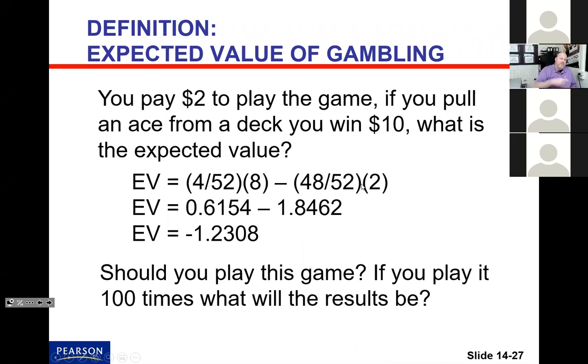So probability of winning and probability of losing have to add up together to give you 1 or 100%. This could be in the form of fractions, decimals, or percents. It makes no difference. So then we do the math.